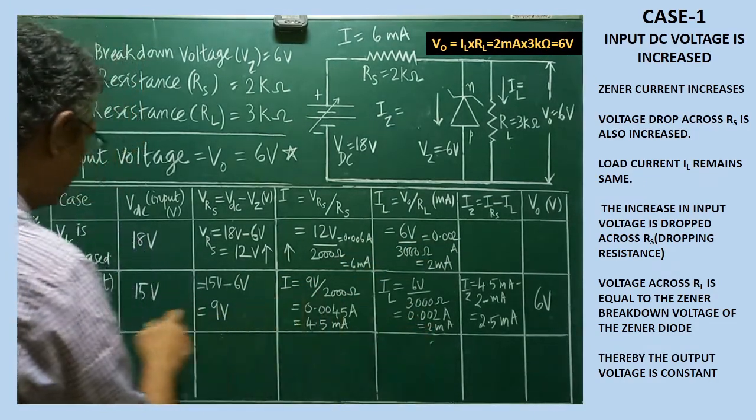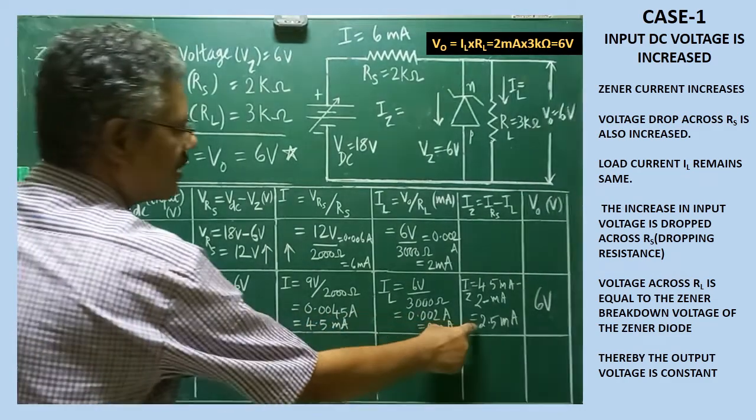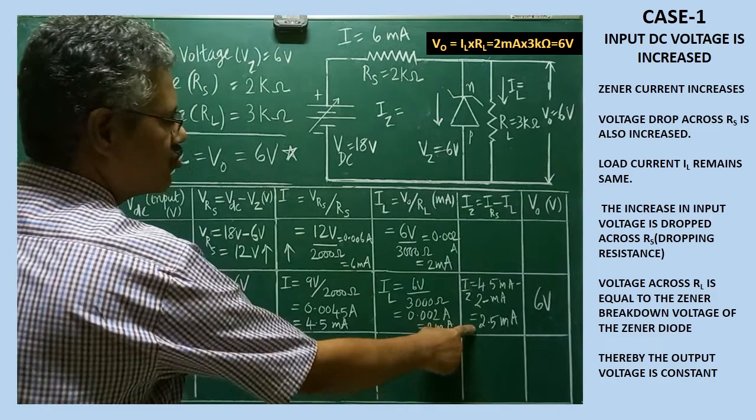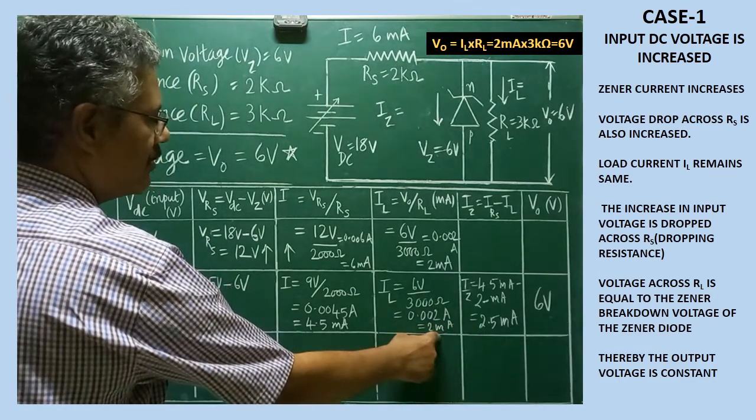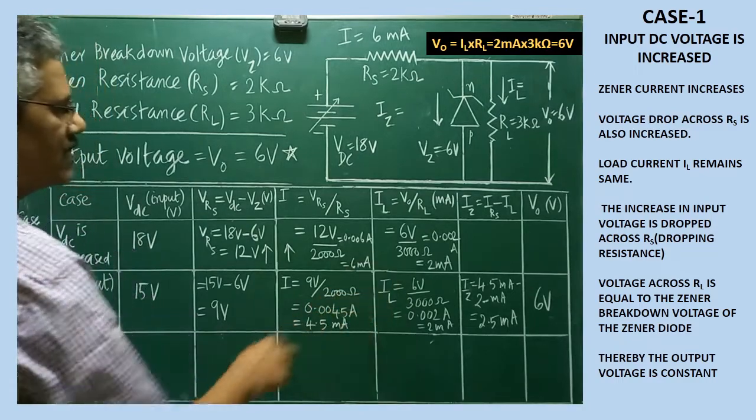Already when the input voltage was given 15 volt, then also the current passing through the load resistance is 2 milliampere, now also 2 milliampere. No change in both the two cases.